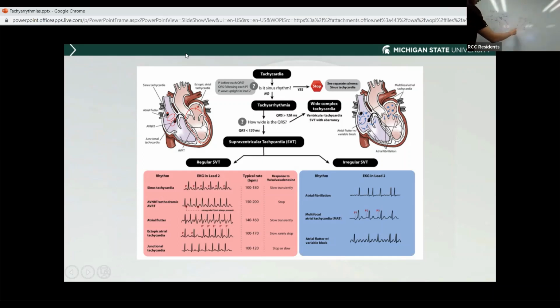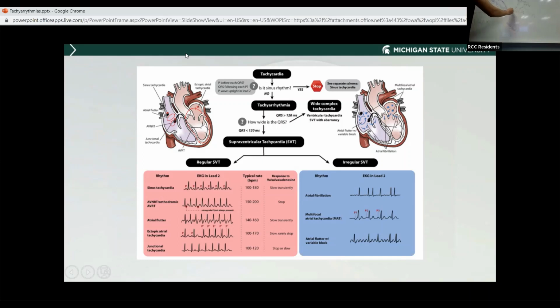What happens in AVNRT is something similar. I will not go deep into it, but it happens within the AV node. This is the AV node, and the circle goes within the AV node itself. So if I give adenosine, or a vagal maneuver, or put my finger here and restart the circuit, this tachycardia will end immediately.